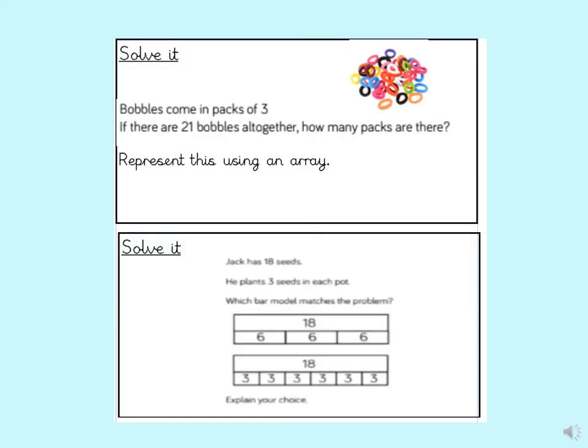And you've got 2 solve its to do today if you wish to challenge yourself and have a go at them. Remember, you don't have to do these. So the first question, bubbles come in packs of 3, and there are 21 bubbles altogether. How many are there? So I've said here represent this using an array. If you would prefer to share them and put them into parts, you can do that too. Or maybe you can group them and put them into parts. You can do both of them. Whichever way you feel most confident to find the answer is fine.